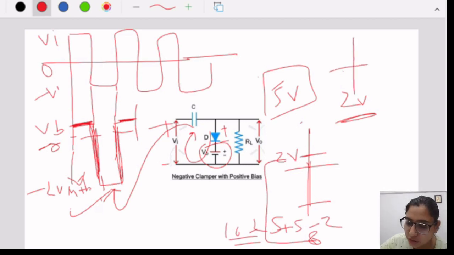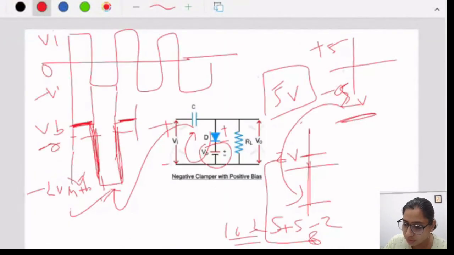Earlier, with a 5 volt input, it was going from plus 5 to minus 5. Now the output will go from 2 volt to 8 volt. So this is the whole negative biased clamper circuit.